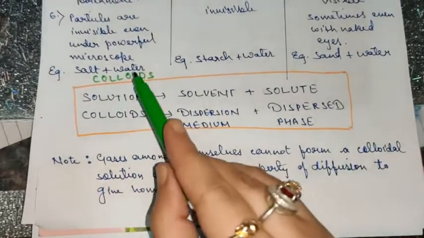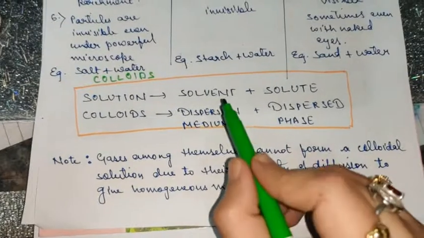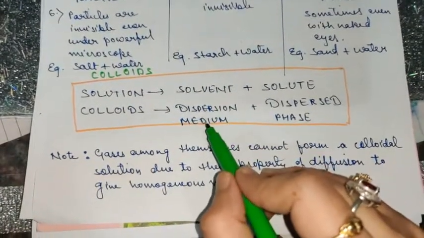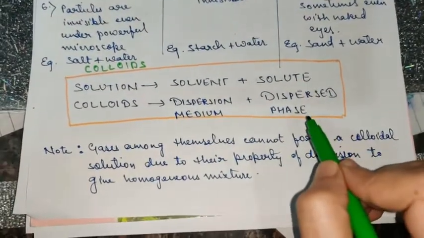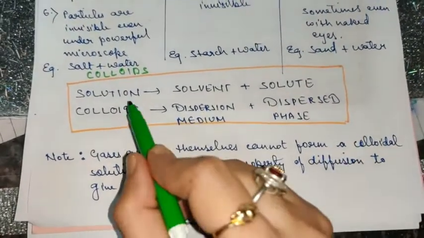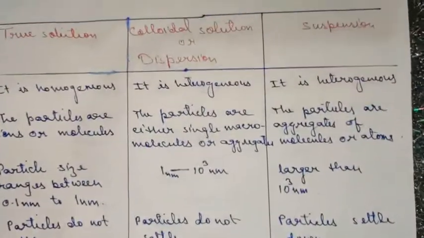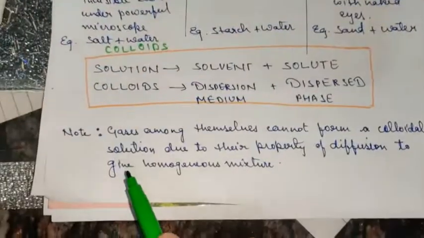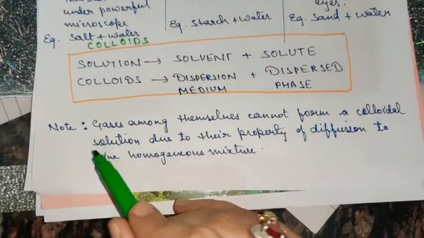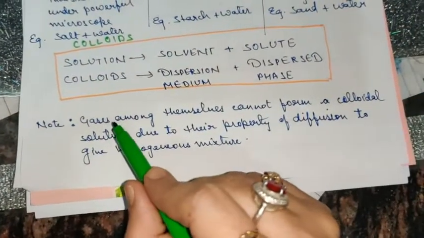So whenever I'll be talking about colloidal solution, I will be replacing the term solvent with dispersion medium and solute with dispersed phase, because colloids are also known as dispersion. As I mentioned here, they are also known as dispersion. Now here is a note. Please note it down, children, in your notebook also.